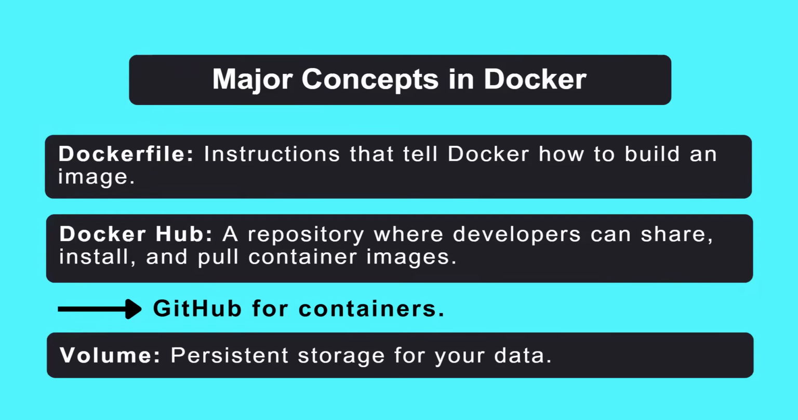So volume is the persistent storage of our data in Docker Desktop. Docker Desktop is a Docker application that we have to install on our system. Then we can use Docker properly. So inside that application, there is a space or feature called volume where our actual data is stored.